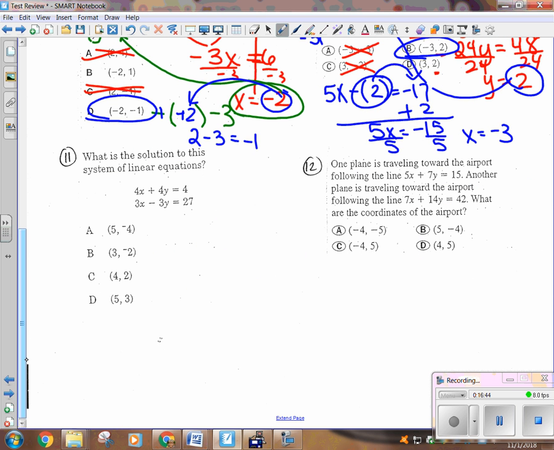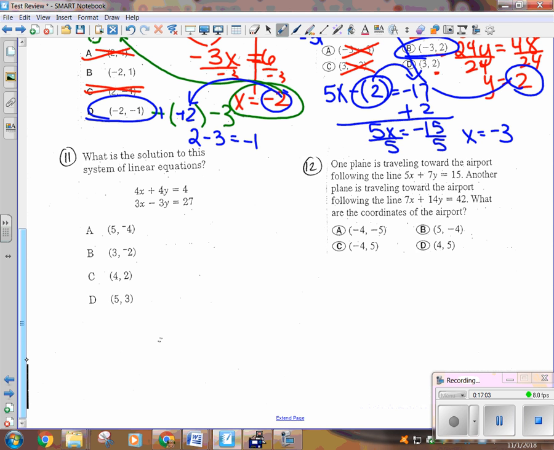Number 11. What is the solution for this linear system? I'm just going to keep doing this again and again. You have to be able to solve systems. It's about just taking the time and pushing through and getting it done, because that's what we need to do.